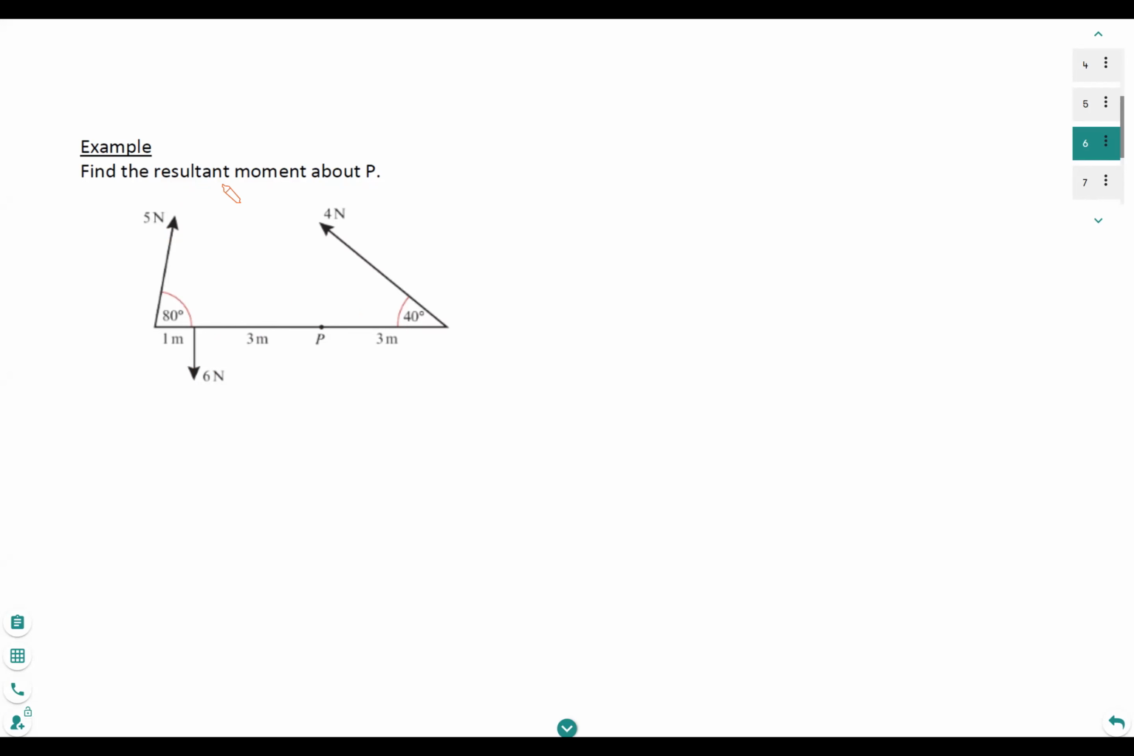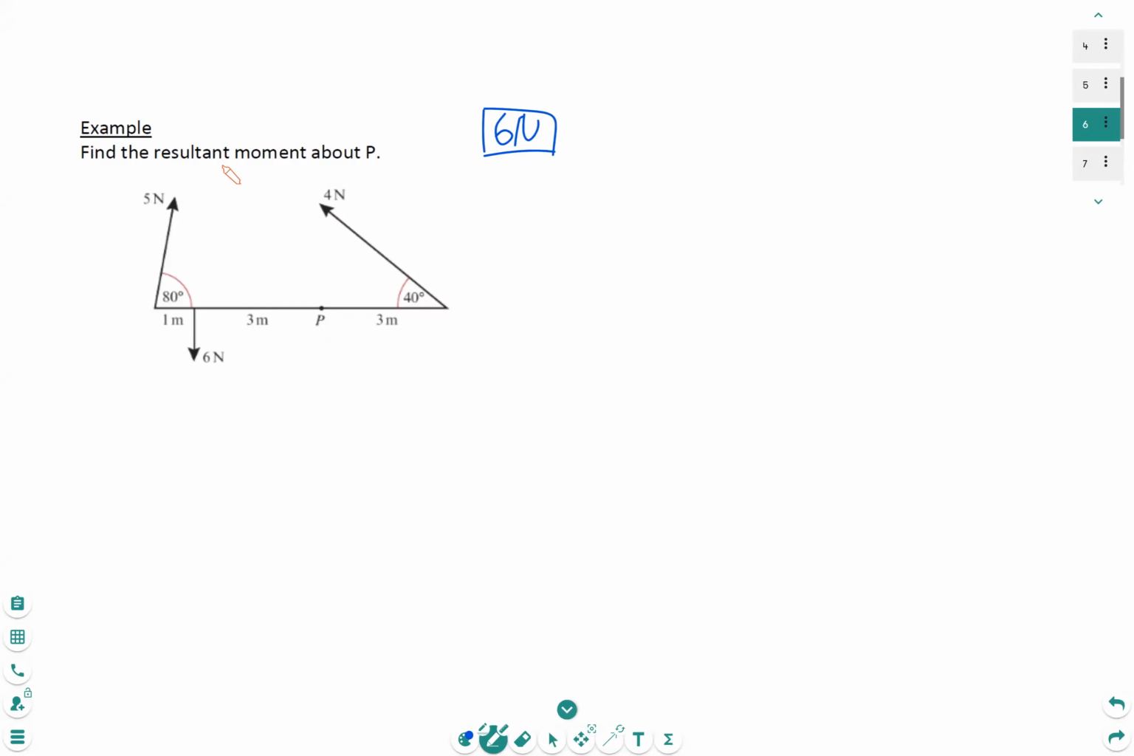After this lesson, you should be confident to do that more. But 6 Newton will be the easiest one. It doesn't matter which one you do first. So moment equals the force, 6 Newton, times the distance, 3 meters. So that's 18 Newton meters. That's the door. You're pushing it down, so the door will rotate that way. That way is anti-clockwise. I always have trouble figuring out the direction. So that's anti-clockwise.